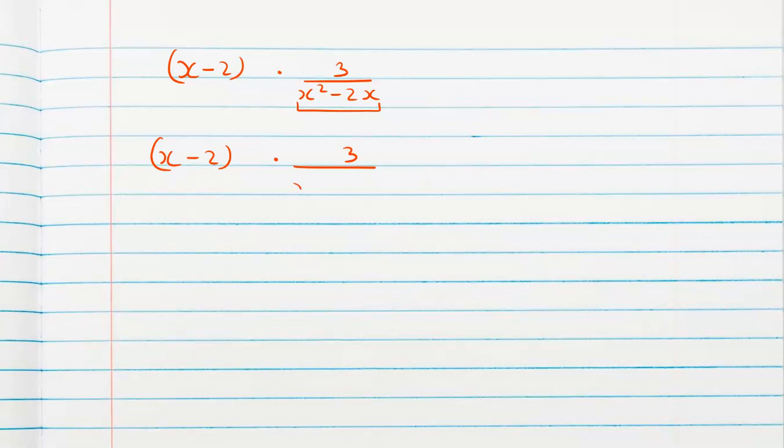Over here we will take x as common, inside will be x minus 2, right, because x times x is x squared, and x times -2 is -2x. So this x minus 2 and this x minus 2 get cancelled. We are left with 3 over x, and this is our final answer.